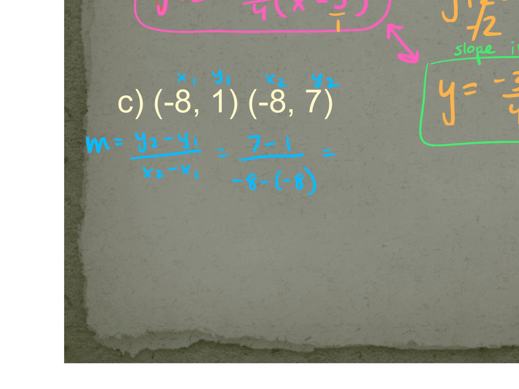7 minus 1 is 6. What's negative 8 minus negative 8? 0. Negative minus a negative turns into a plus. This is a negative 8 plus 8, which is 0. What happens when we get 0 in the denominator of a fraction? It's undefined. Awesome. So our answer here would be undefined. So our slope is undefined.